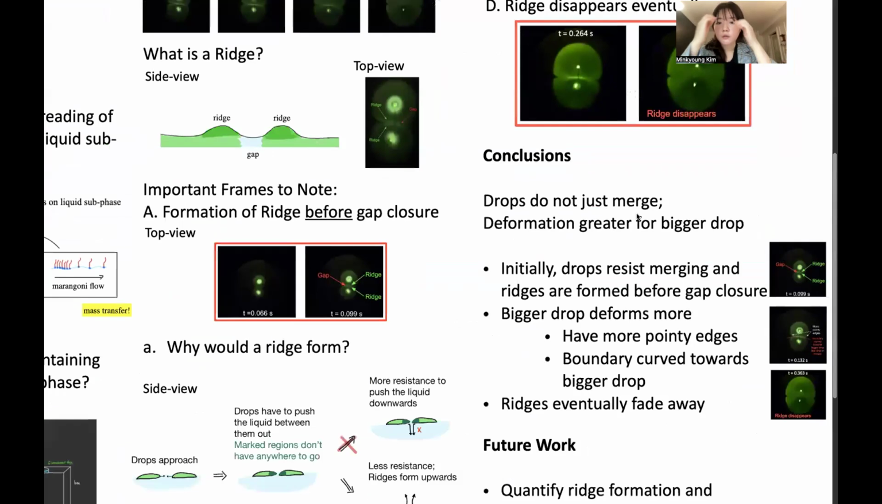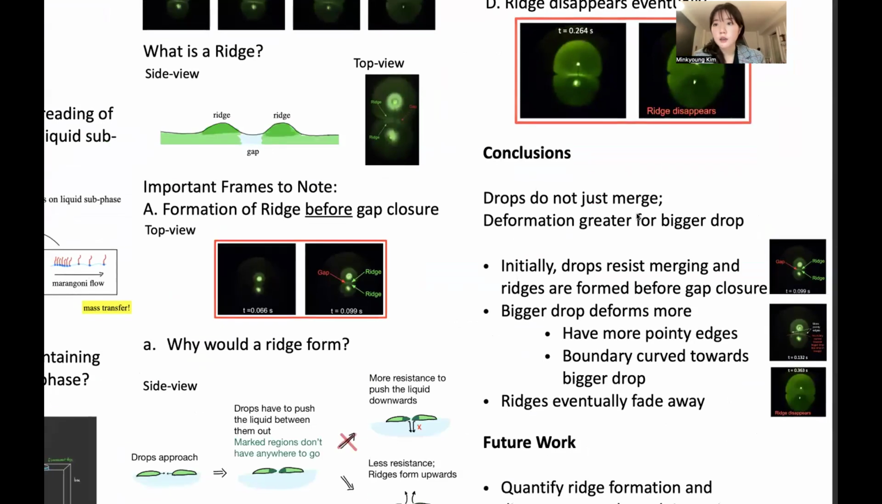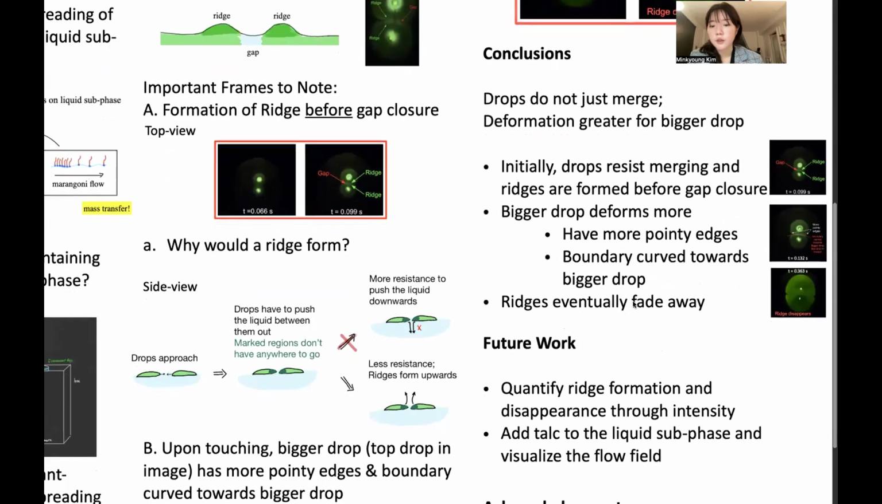The main conclusion of my research project is that the drops did not just merge, and deformation is greater for the bigger drop. Initially, drops resist merging, and ridges are formed before the gap closure, and the bigger drop deforms more because it has more pointy edges and the boundary is curved towards the bigger drop. And the ridges eventually fade away.